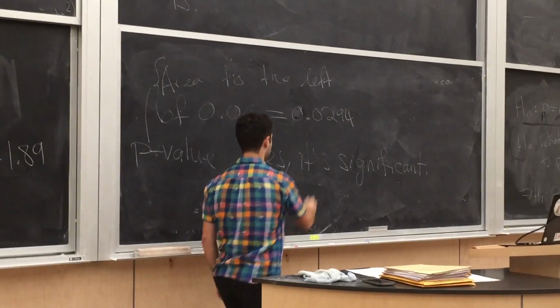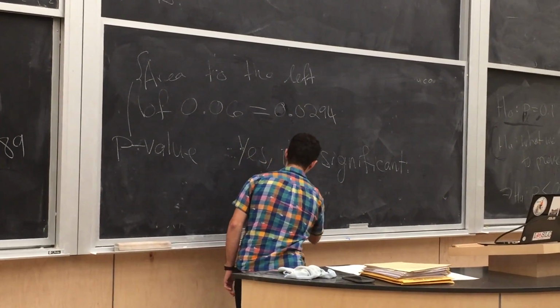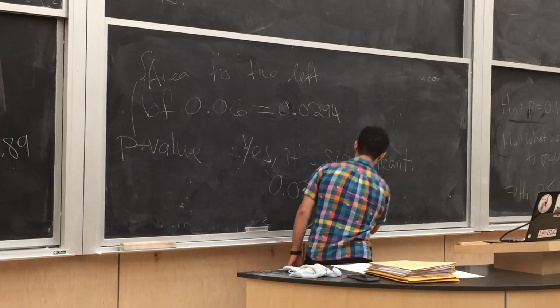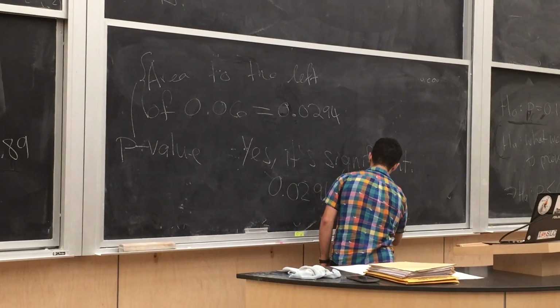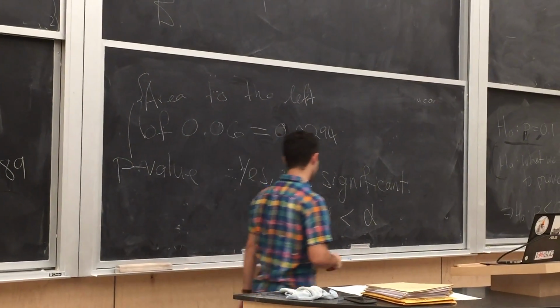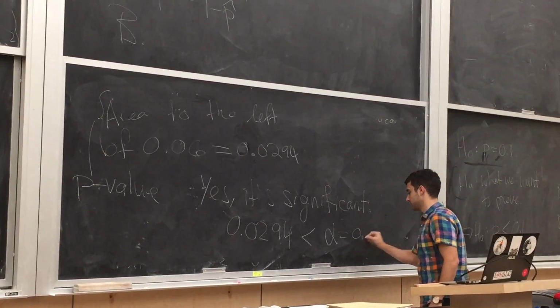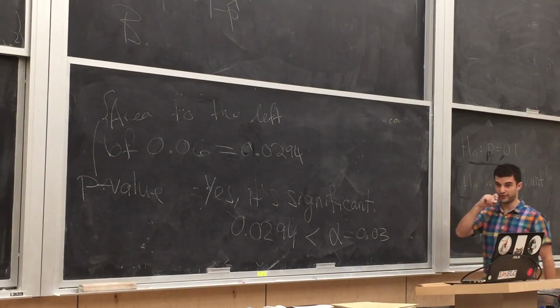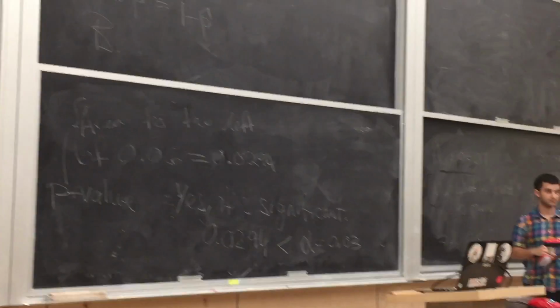Because this p-value, 0.0294, is less than our alpha, which the problem told us was 0.03. Okay.